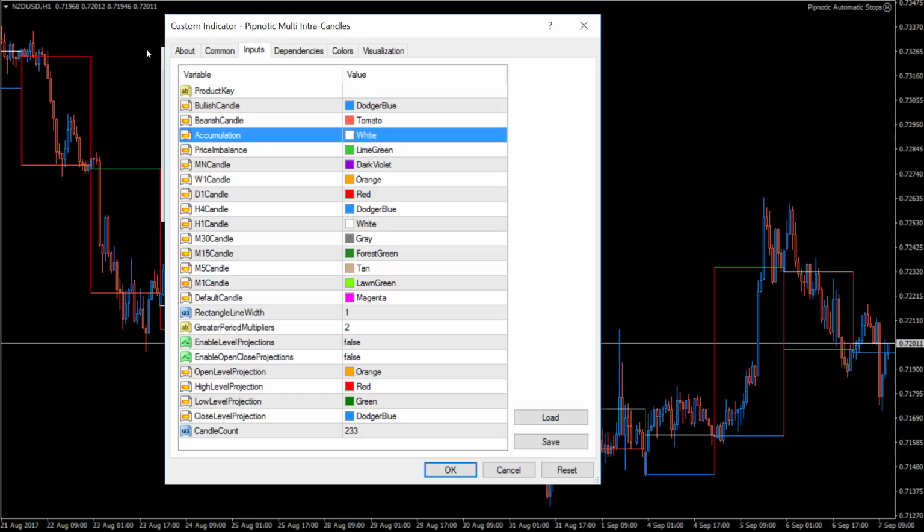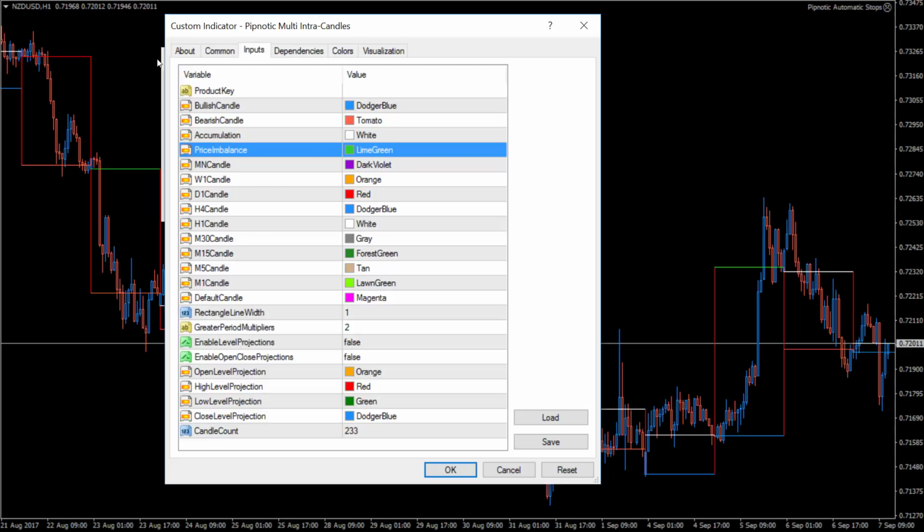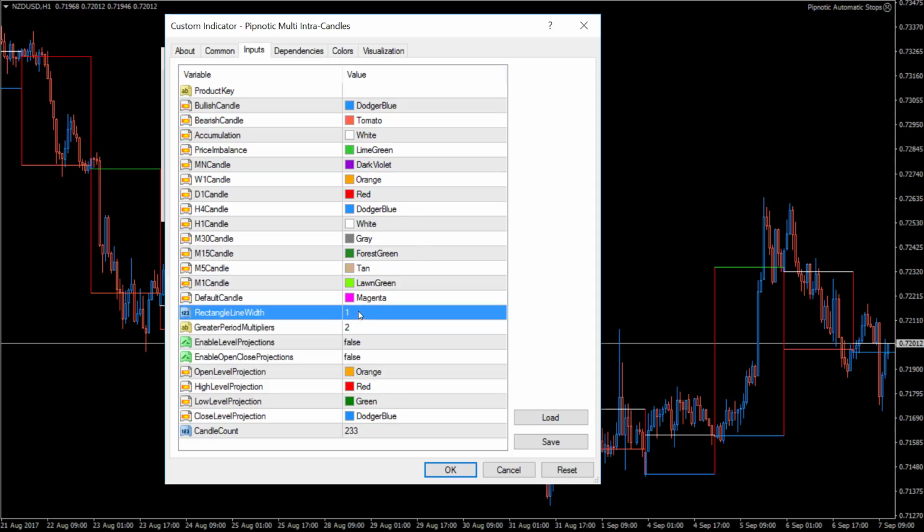We have our accumulation candle, which is white. We have the lime green, which is a price imbalance. Then we have all of these colors, which are identical to the colors that we use in the supply and demand software. Then we have the rectangle line width, which is 1, which simply specifies the thickness of these rectangles. Then we have the greater period multipliers, which is 2.